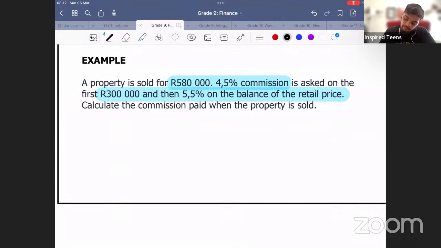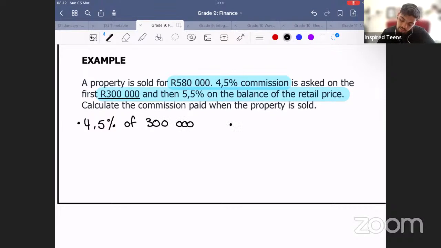Okay, so basically, firstly, you need to note the commission is 4.5% for the first 300,000 of the property sold. 4.5% is earned on the first 300,000.